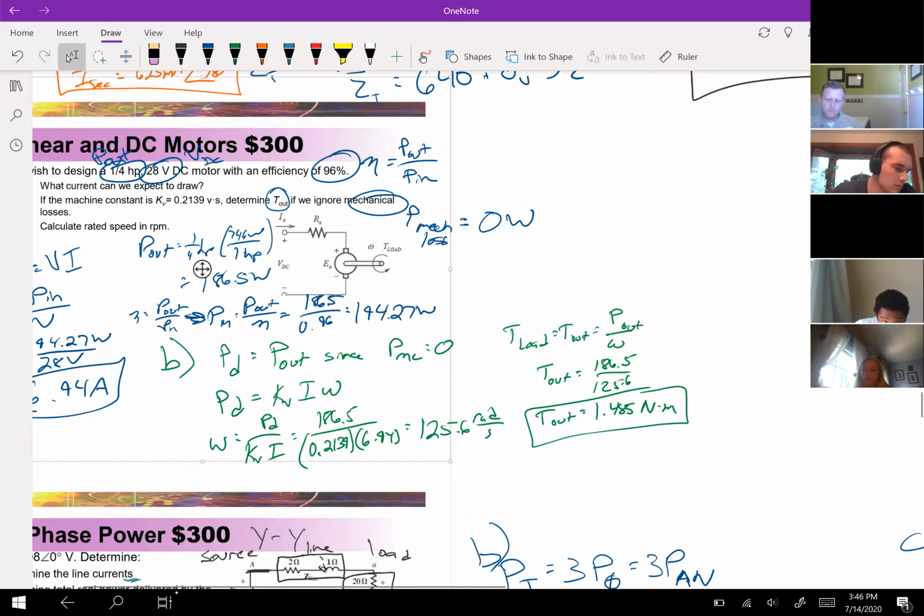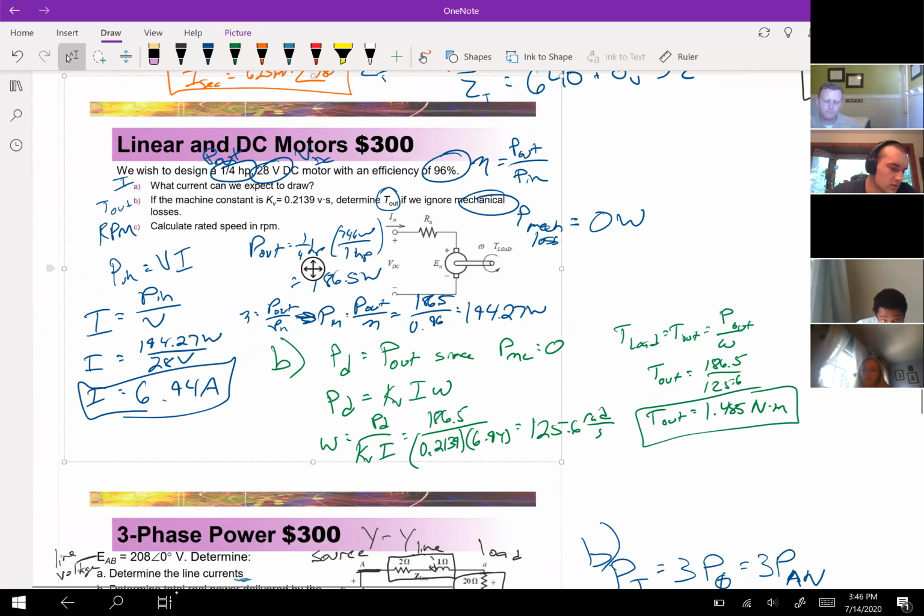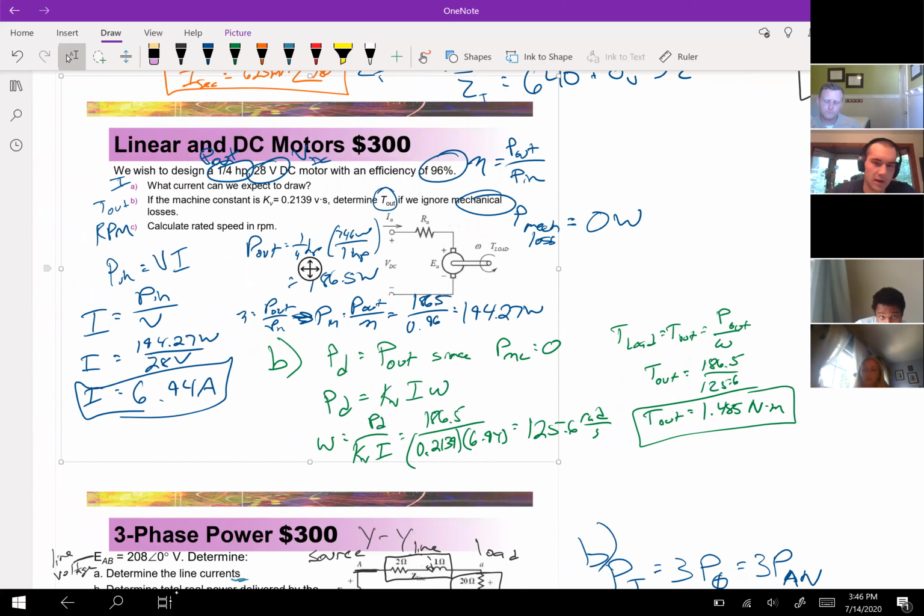Sir? Yep. Why didn't we just use the torque developed equals kV times IA formula? We could. The reason I didn't is because in this case, the mechanical loss was 0. But if the mechanical loss wasn't 0, then the torque developed and the torque out wouldn't equal each other. So I'm showing you those steps. You're right, we can skip those if you wanted to say the torque out is the torque developed because there's no mechanical loss. But if there was a mechanical loss, you would need to be sure to include that as you solve for it.